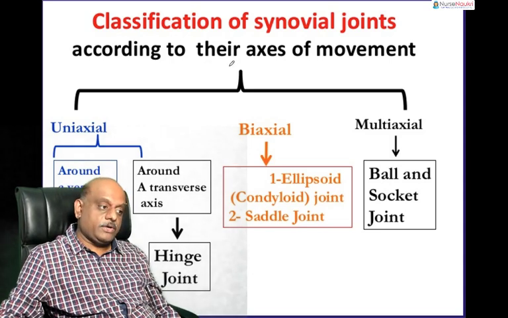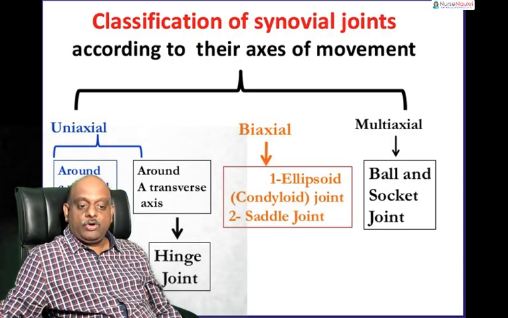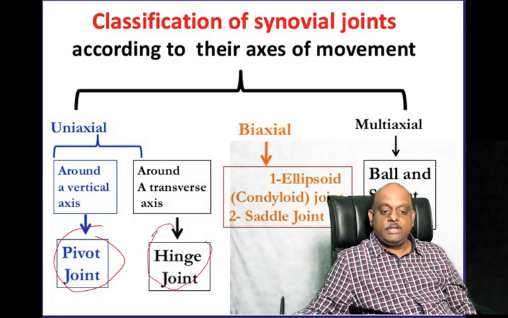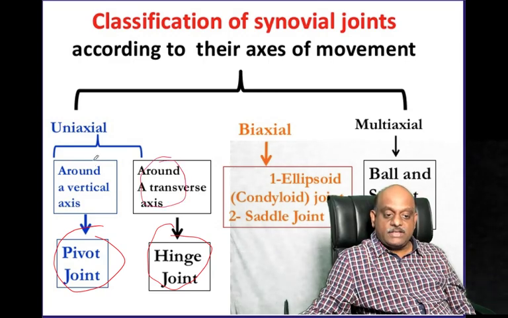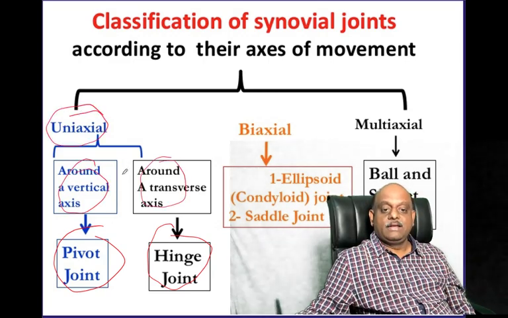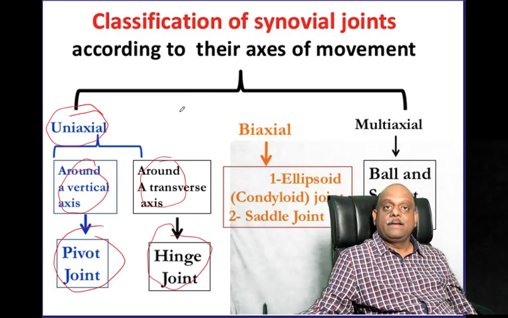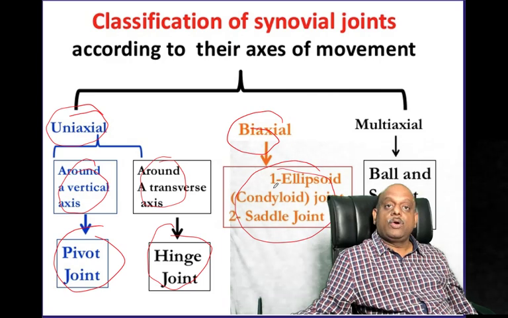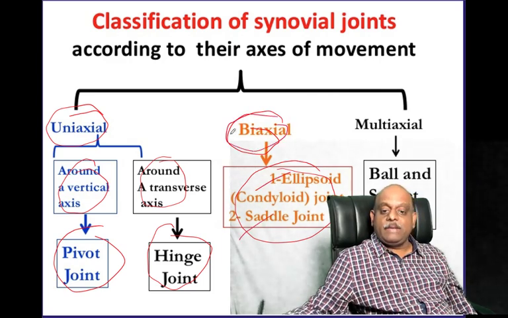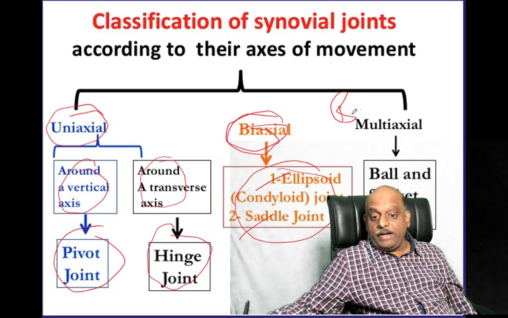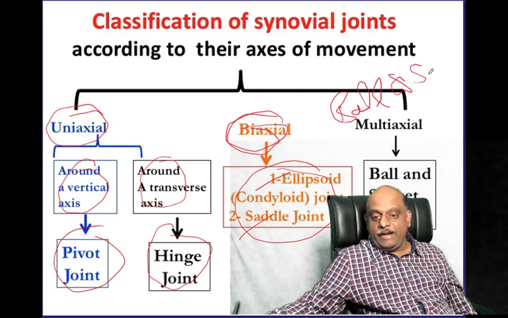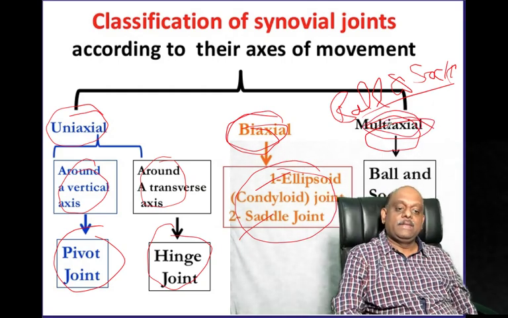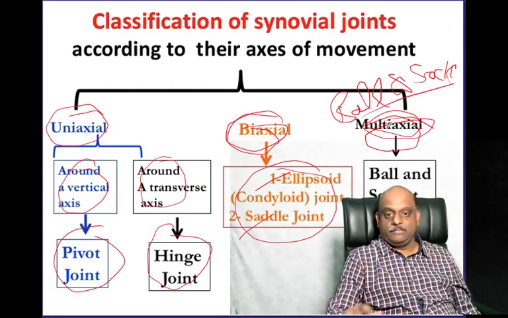Summarize once more. Pivot and hinge joint: around a transverse axis, around a vertical axis, uniaxial is one system. Then biaxial is an ellipsoid or condyloid joint, and saddle joint are biaxial. And ball and socket is a multi-axial synovial joint. This you have to be very sure about. Right?